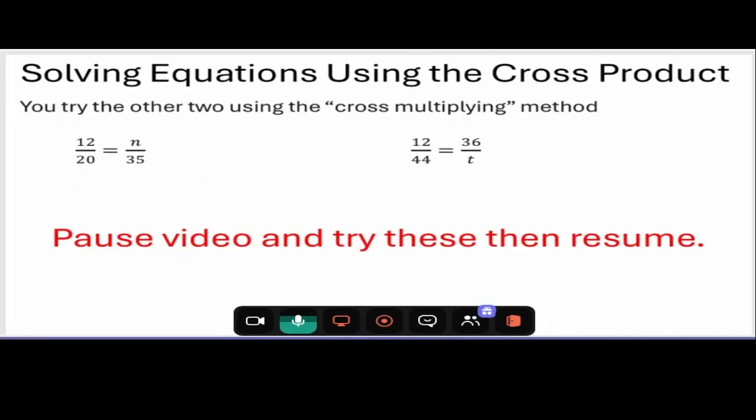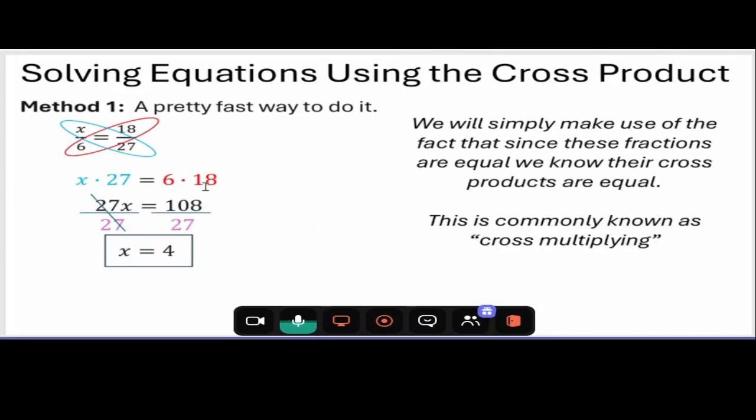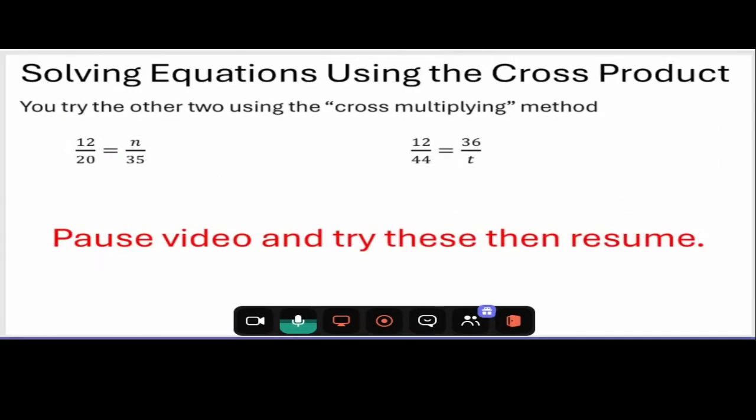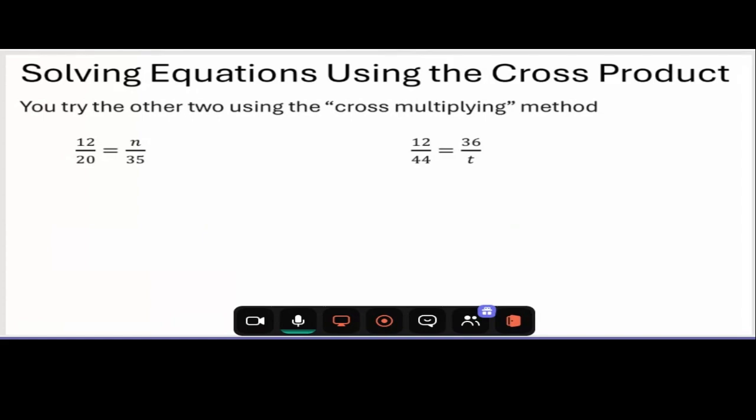So now that you've seen that method, so we cross multiply, take the cross products, and then just solve the equation that results. Pause the video if you're watching this later, or if you're in class, try these right now. I'll give you a couple of minutes to give these a shot. Okay, so let's take a look.